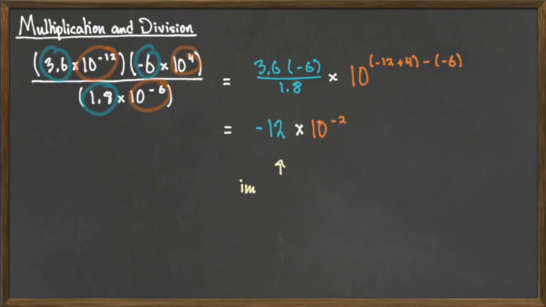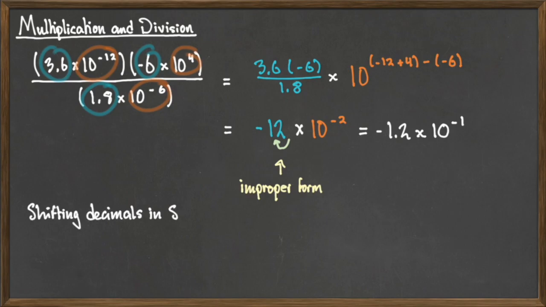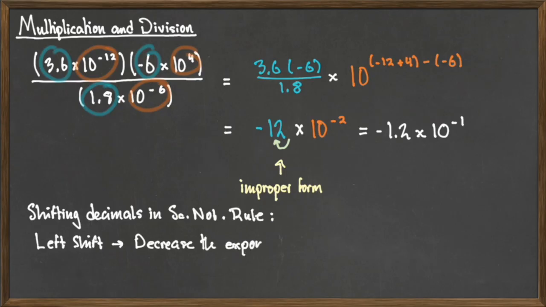The significands multiply to the number negative 12, and the exponents simplify to negative 2. So I have negative 12 times 10 to the minus 2. But I need to move my decimal place 1 space to the left to make this in proper form. If I move the decimal one place to the left, that is going to decrease my power of 10 down to -1. So I'm going to have negative 1.2 times 10 to the -1.